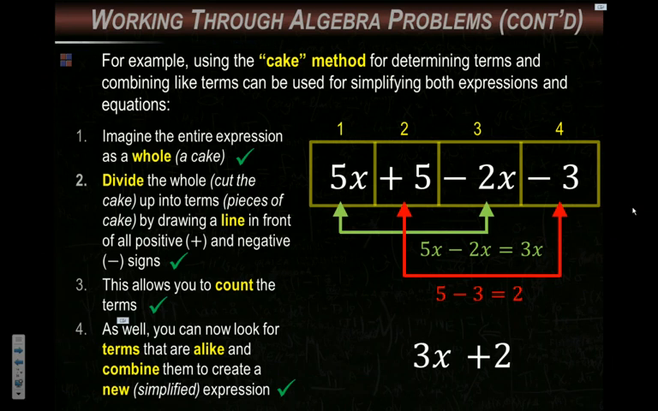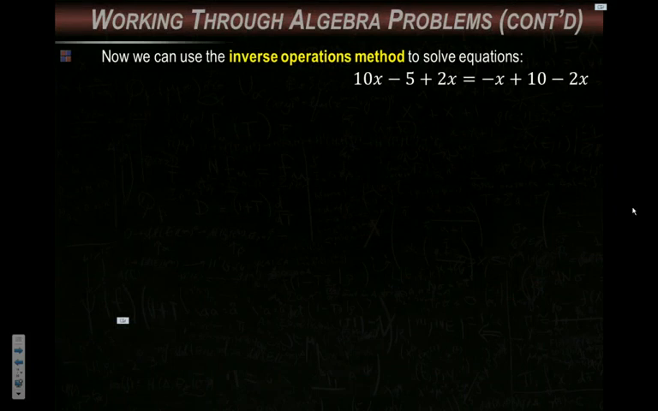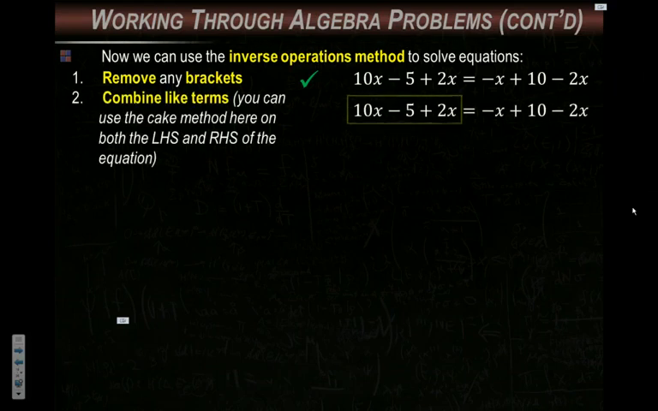Now, that was the easier one. The cake method can be incorporated into the next method, the inverse operations method. This one's a little harder, but let's get going on it. For a week now, we've been talking about it. Here it is in formal terms. Step 1, remove any brackets. Good news, that didn't apply. Okay? Step 2, combine like terms.